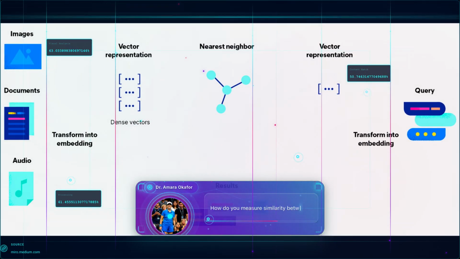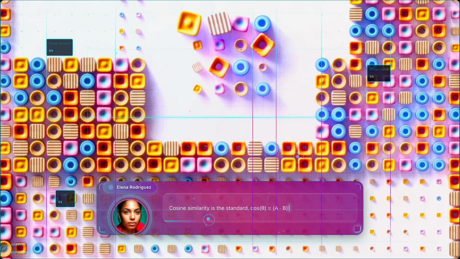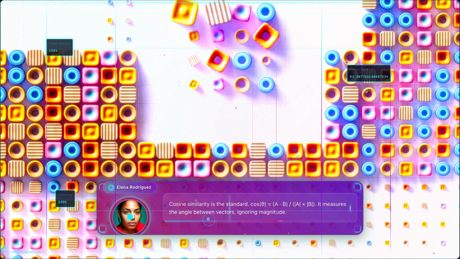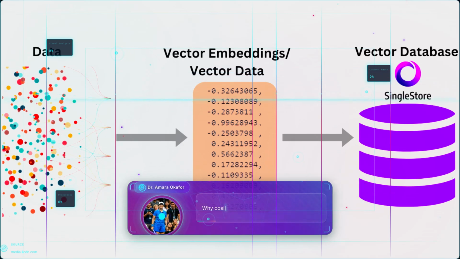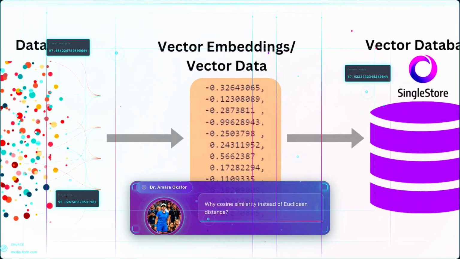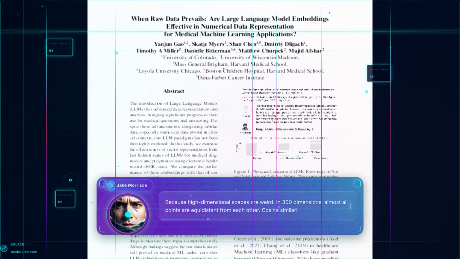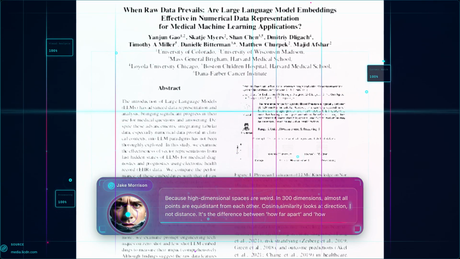How do you measure similarity between embeddings? Cosine similarity is the standard. cos θ = a·b / (|a||b|). It measures the angle between vectors, ignoring magnitude. 2 vectors pointing in the same direction are similar regardless of length. Why cosine similarity instead of Euclidean distance? Because high-dimensional spaces are weird. In 300 dimensions, almost all points are equidistant from each other. Cosine similarity looks at direction, not distance. It's the difference between how far apart and how aligned.